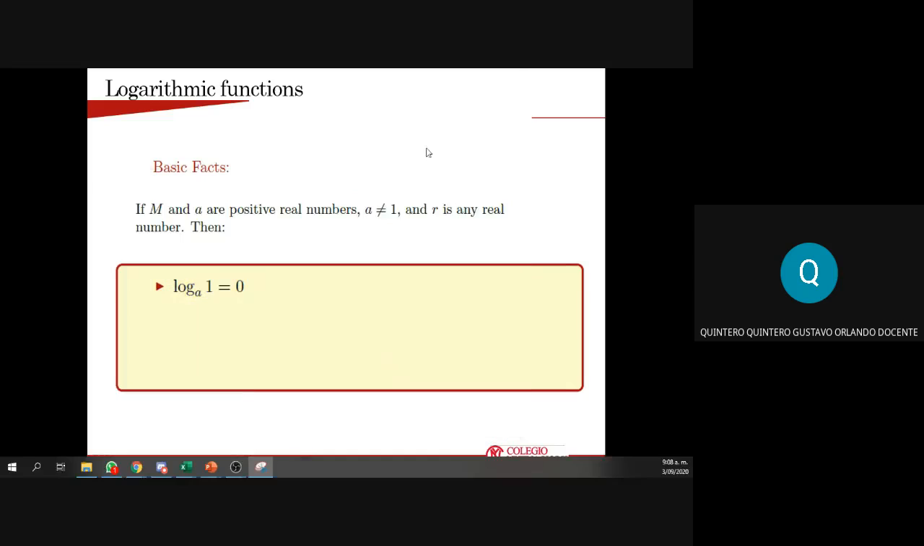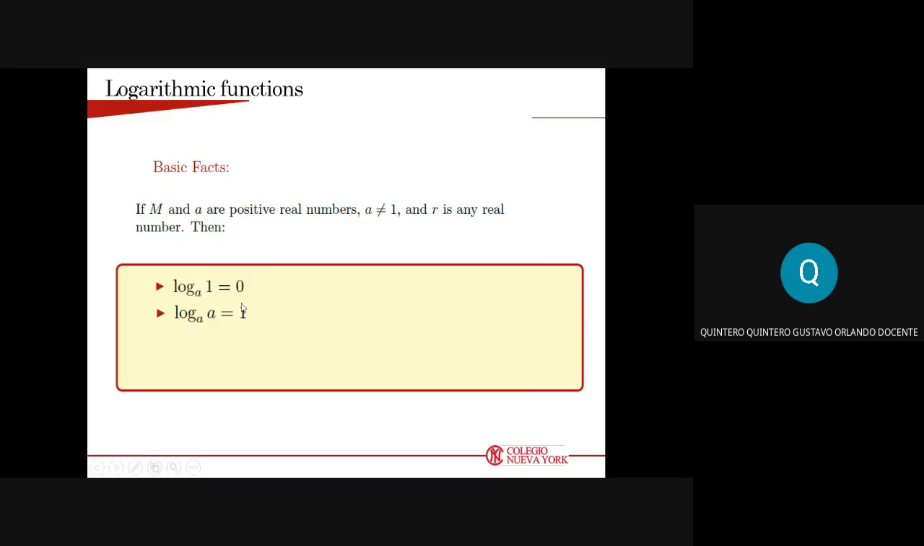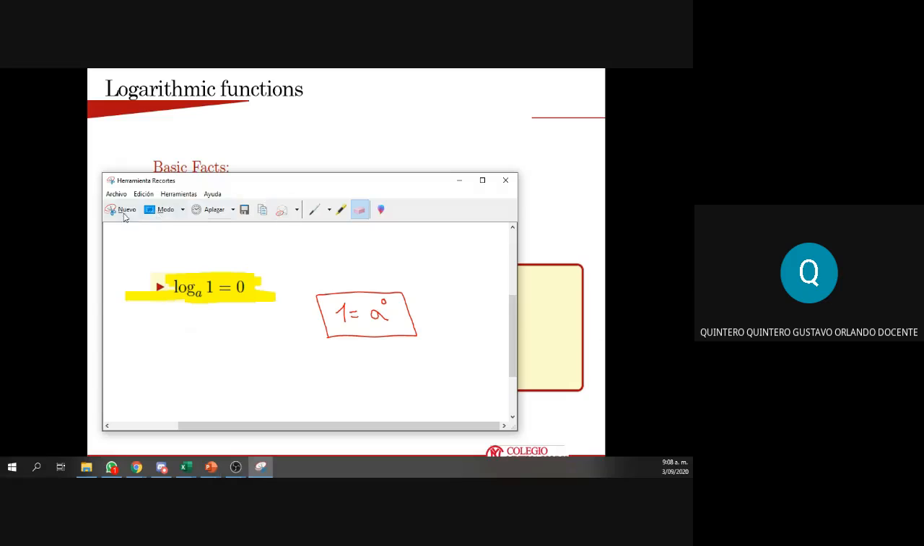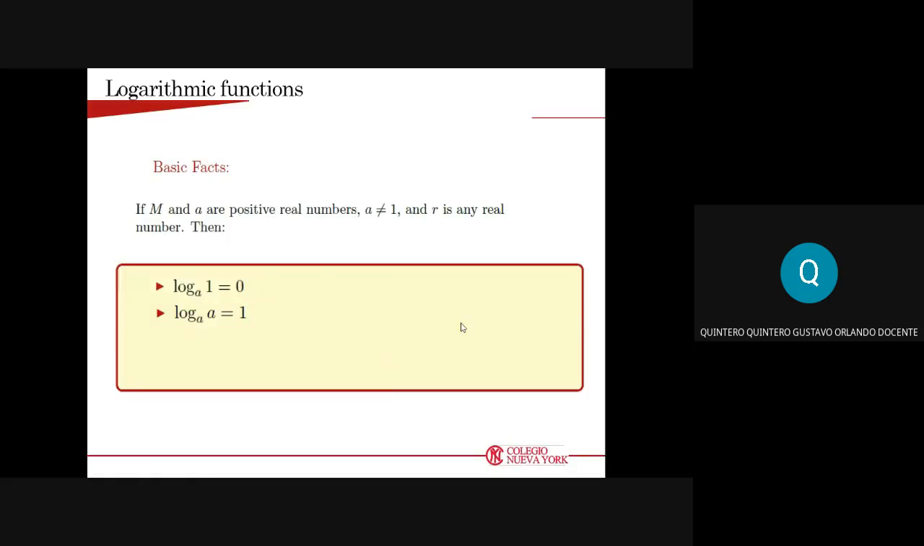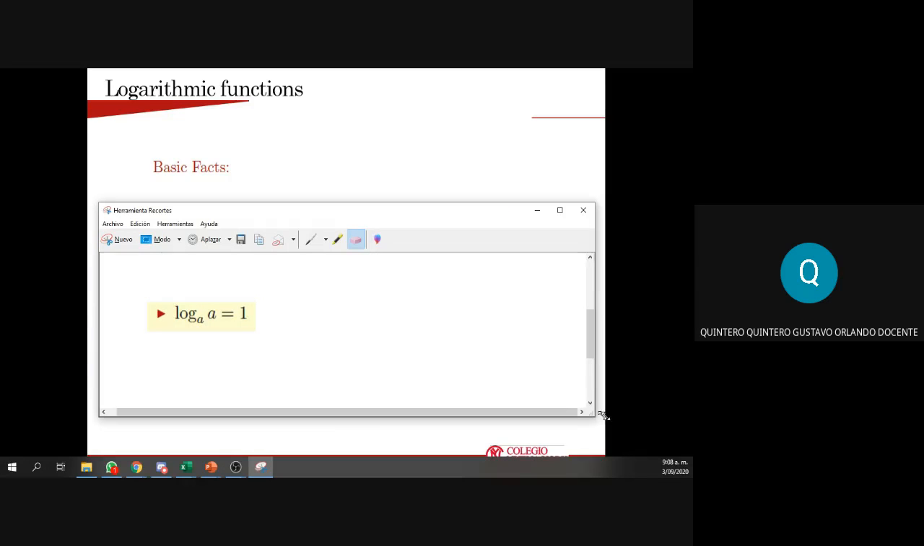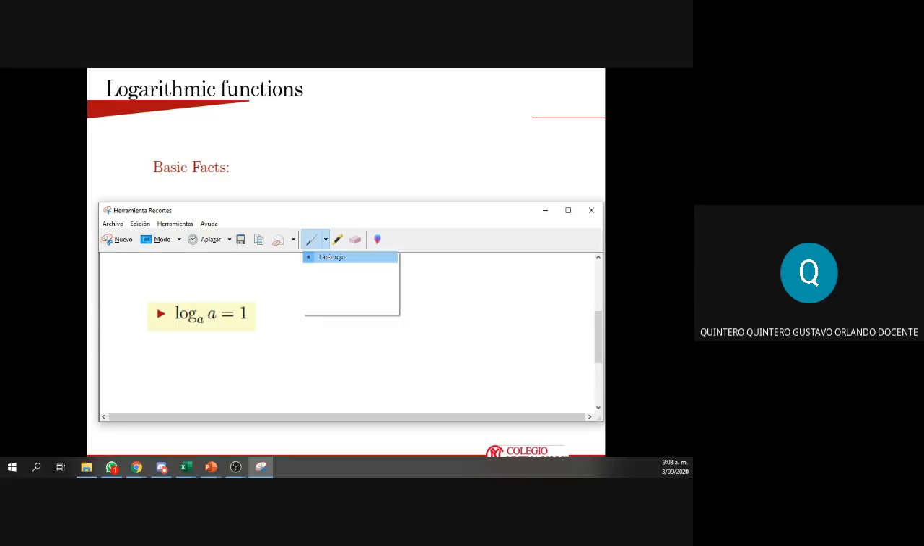Let's change into another one. Here, number 2. Whenever we have a logarithm to any base of the same value as the base, the result is 1. Let me do an example of this.